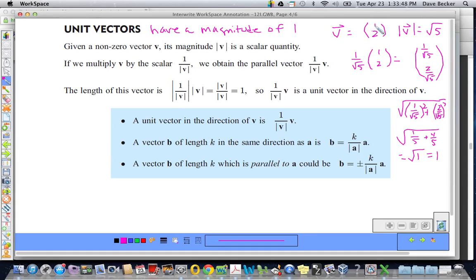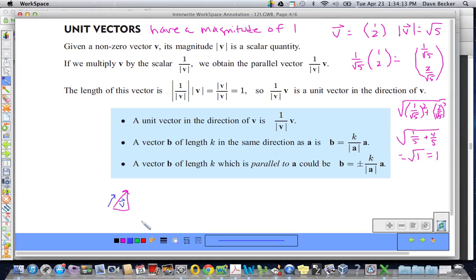Now remember, vector v is 1, 2. But if I need a unit vector in the direction of v, what does 1, 2 look like? 1, let's see, 2 looks like this. And it has length square root 5. So what I just found is a unit vector of length 1 in the same direction as vector v.